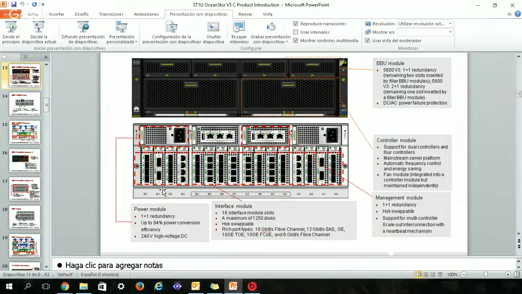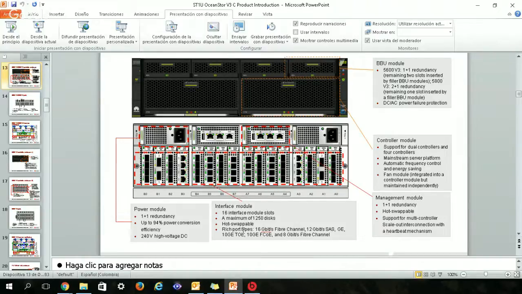If you look very closely, you're going to see that we have B0 up to B7 and A0 up to A7. So I have 16 in total, 16 interface modules, 8 and 8. From B0 to B7 there are 8, and for A0 to A7, 8, so 16 interface modules. The capacity is increased here, with a maximum capacity of 1256. They are hot swappable as well.